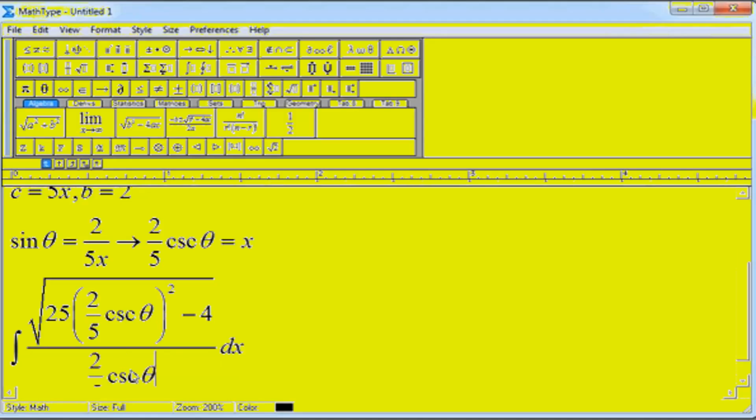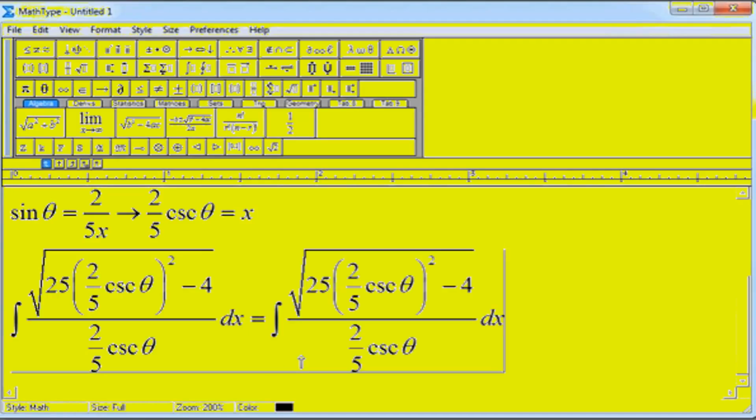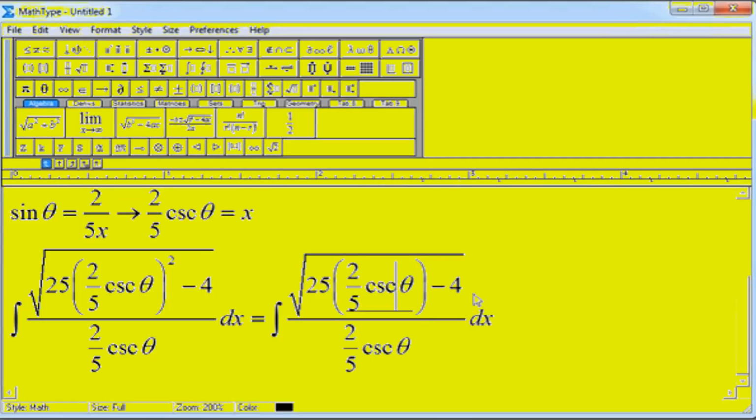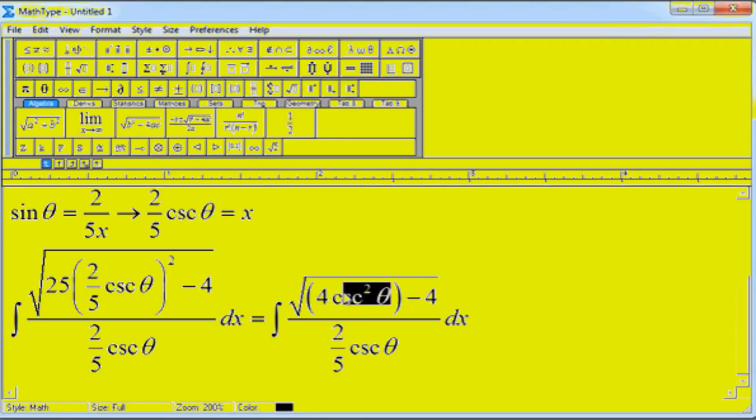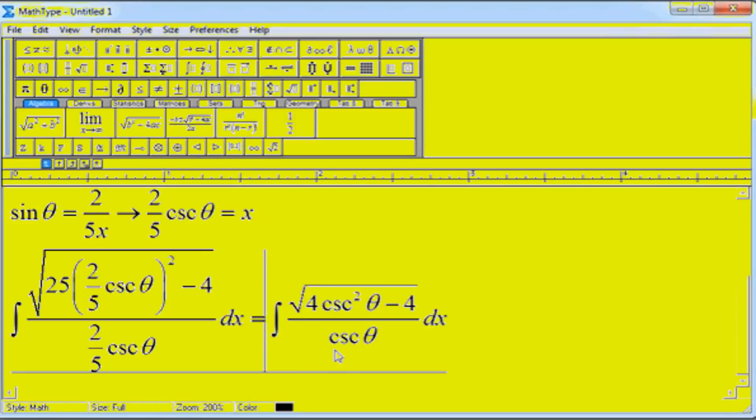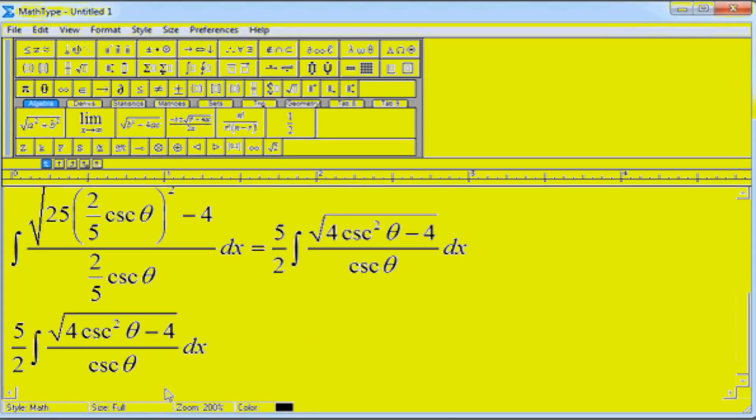It's gonna look a little crazy, but I'm gonna show each step. And, when we put this square through, it's going to be cosecant squared. This is going to be 4, this is going to be 25. And then we got the 25 down here, canceling with the 1 up here. So that's 4. And then this will become a 5/2 up here. Okay, so for the next step, we can factor out this 4 as a 2 from the radical.